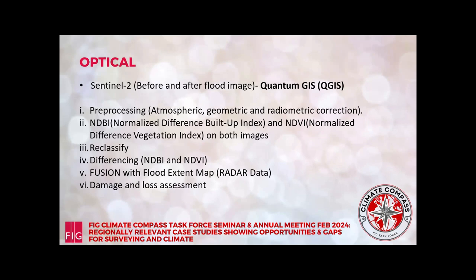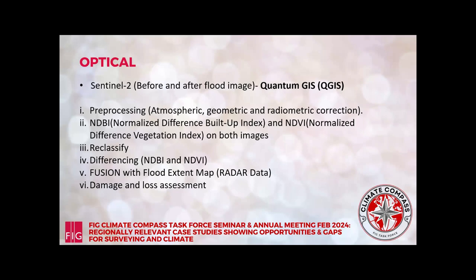So then for the optical imagery, which is where I used Quantum GIS, there was pre-processing. The pre-processing involved atmospheric, geometric, and radiometric correction. Then there was the normalized difference built-up index and normalized difference vegetation index on both images. These were done on both the before and after flood mosaic. Then there was reclassification. Then the differencing.